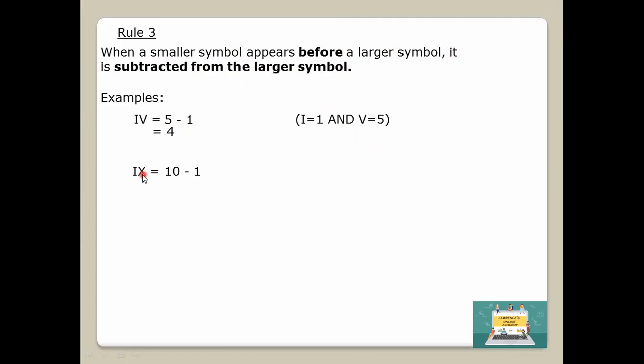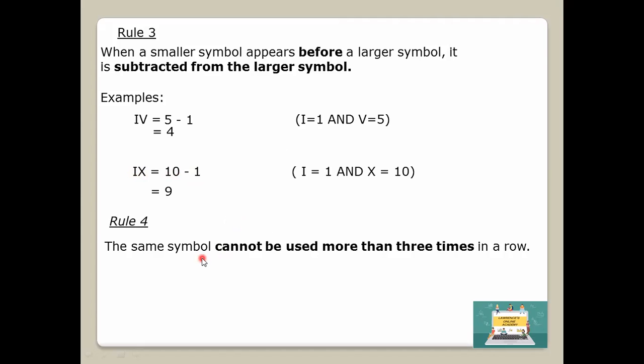Another example, IX. I is 1, X is 10. X is bigger than I. So we have to subtract 1 from X. X minus I. 10 minus 1 equals 9. Now we'll go on to rule 4. The same symbol cannot be used more than 3 times in a row. For example, 4 is not IIII. 4 equals IV.